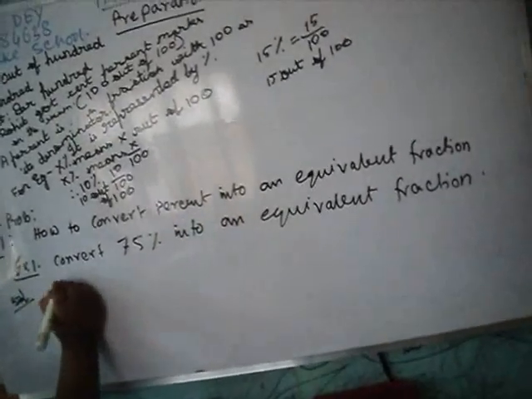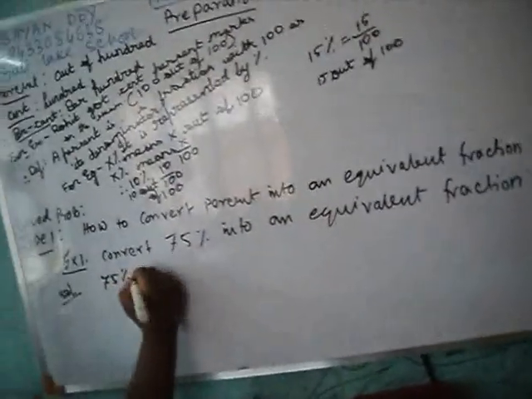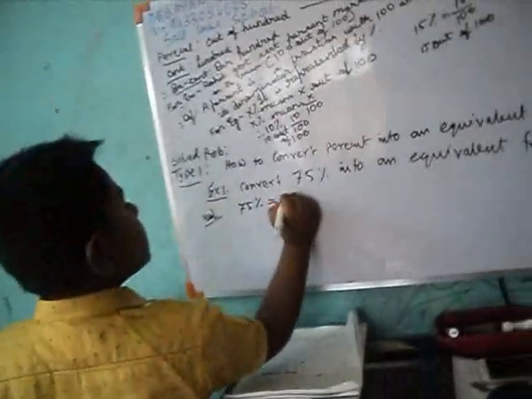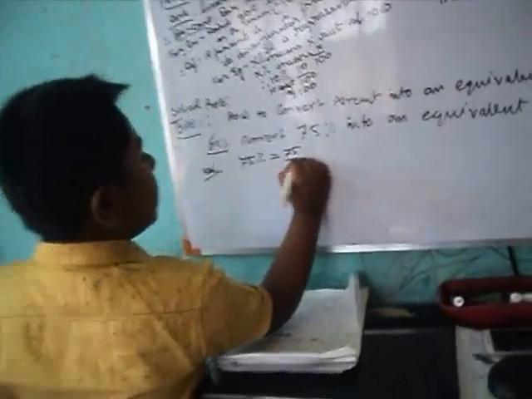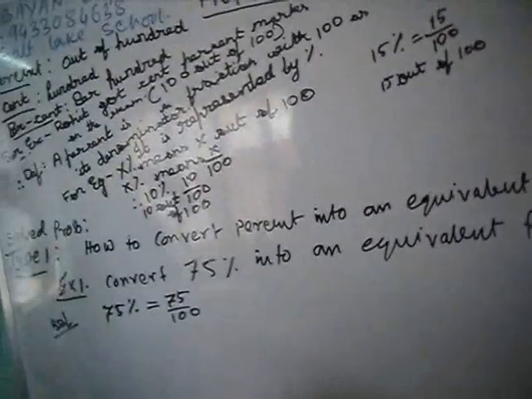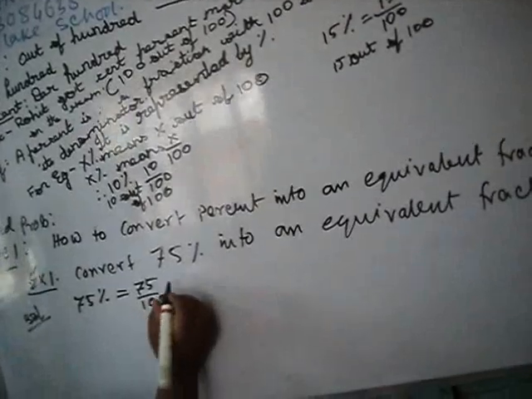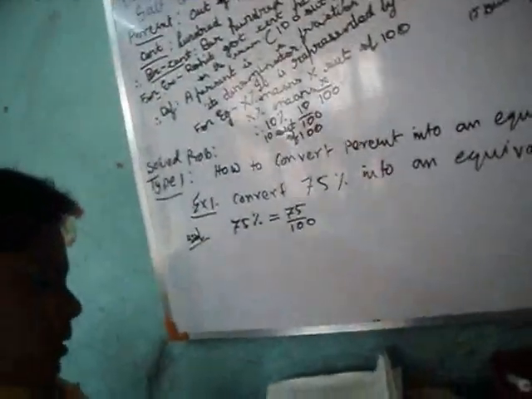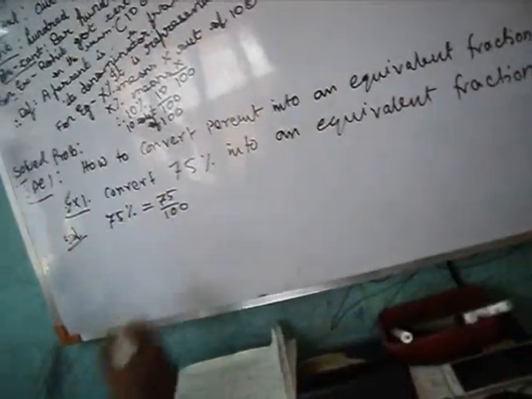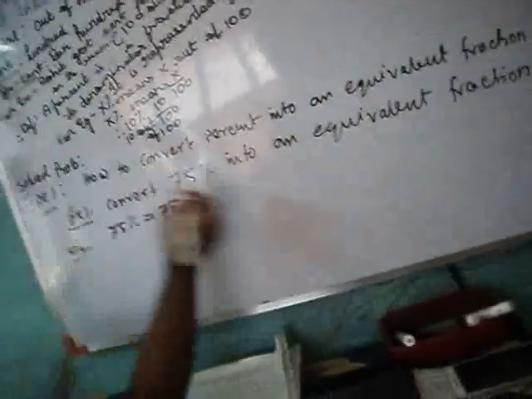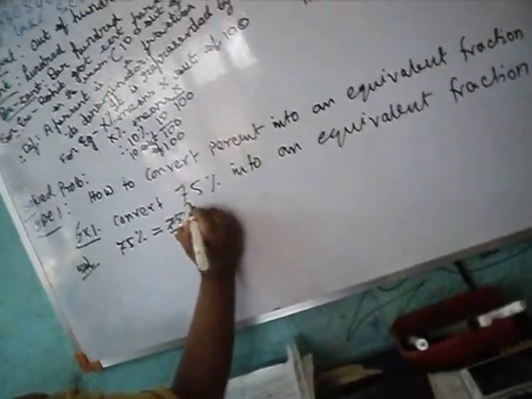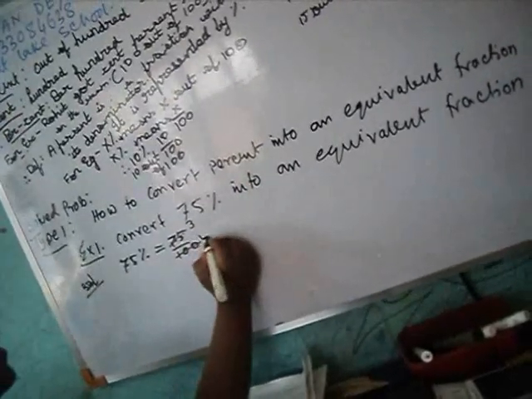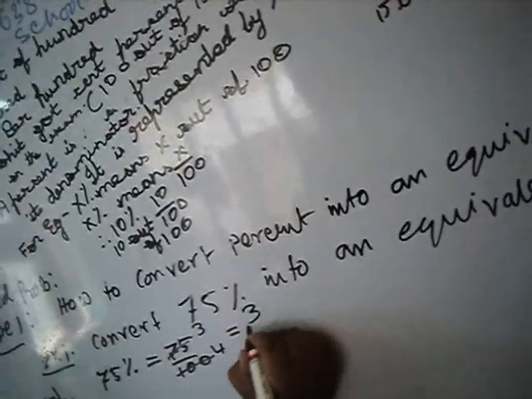Solution. 75% is equal to 75 by 100, and now we are going to cut it with 25. 25 times 3 is 75, and 25 times 4 is 100. So we get the fraction 3 by 4. Or 3 by 4 is the answer.